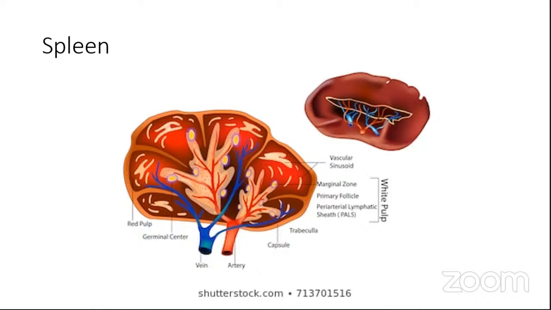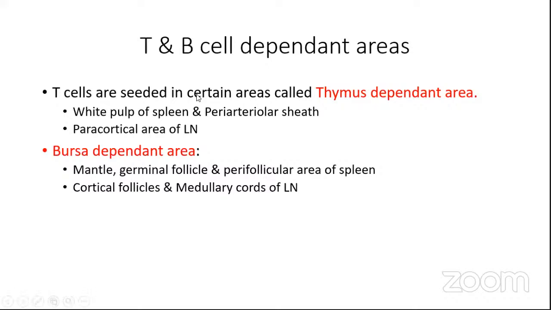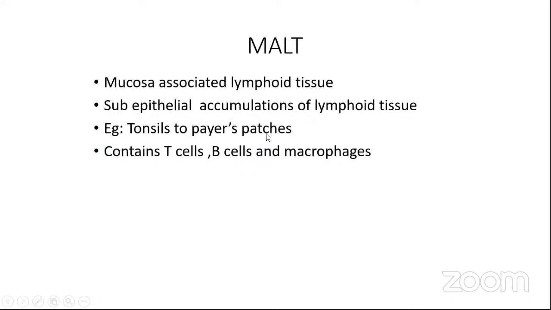So first we have finished the lymph node, and then the spleen, which are the secondary lymphoid organs. Then coming to the T cell and B cell dependent areas, which I have mentioned. The T cells are seated in certain areas which are called the thymus dependent area. In the spleen, it is the white pulp or the periarteriolar sheath, and the paracortical area of the lymph node. Whereas the bursa dependent area is the mantle and germinal follicle of the perifollicular area of the spleen, and the cortical follicles and medullary parts of the lymph node. Common MCQs usually asked in your examination: T cell dependent area and B cell dependent area.